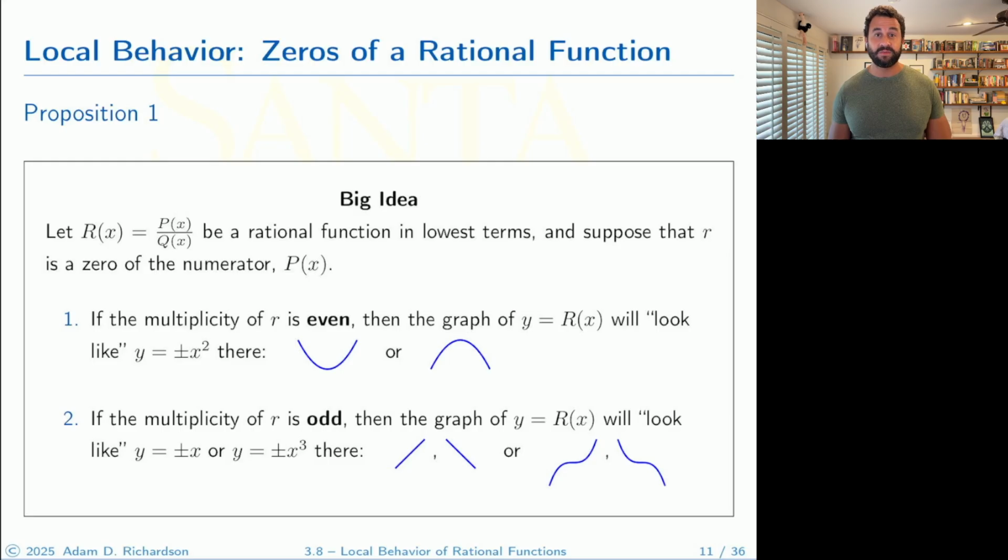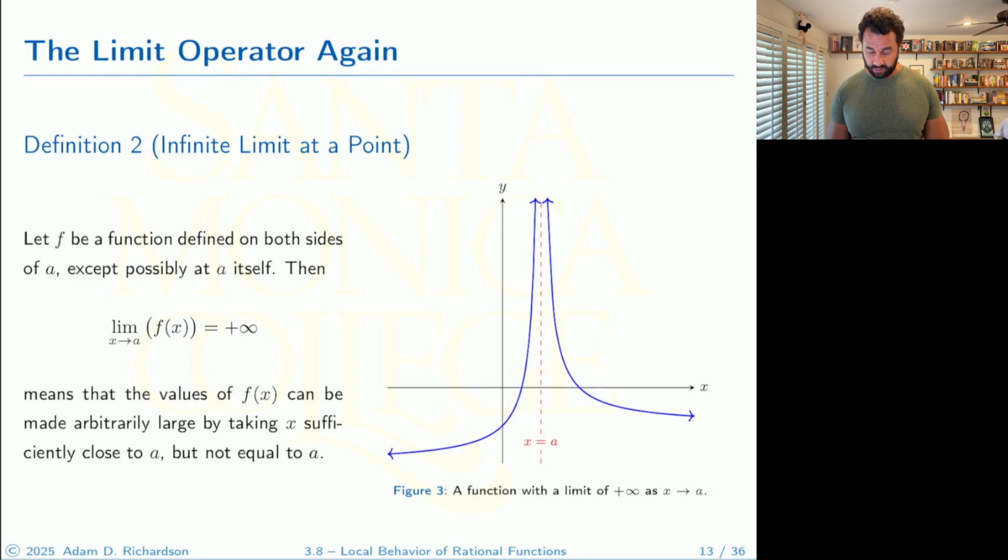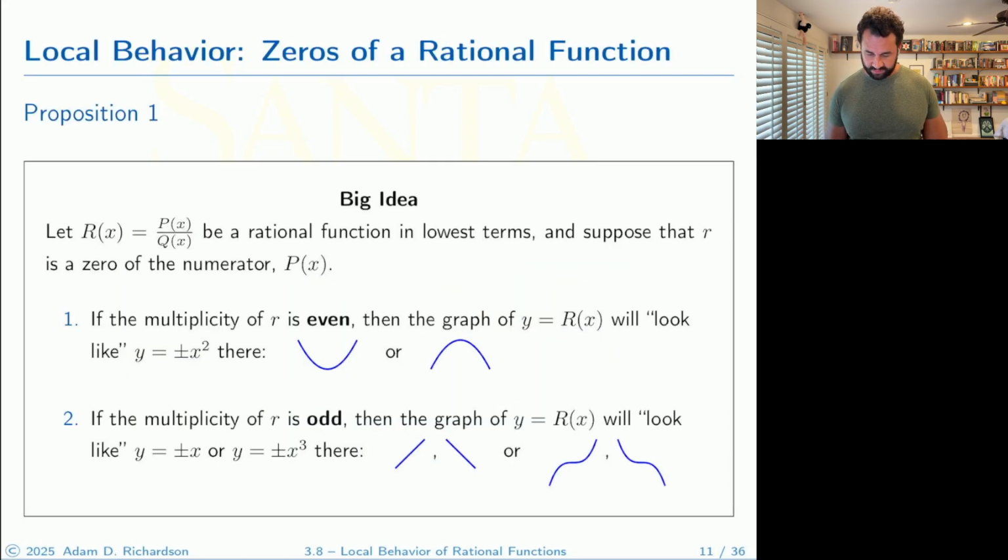In other words, if the multiplicity of a zero is even, it'll look like x squared or negative x squared there. And if the multiplicity is odd, then it will look like either x, negative x, or x cubed, negative x cubed, like so. So that stuff that we learned about polynomials, all of it is just coming in to help us easily study rational functions. That's pretty much it. If you've got a zero of a rational function and you want to know what the graph looks like at that zero, look at the polynomial and ask: is the multiplicity even or is it odd? And that'll tell you all you need to know.